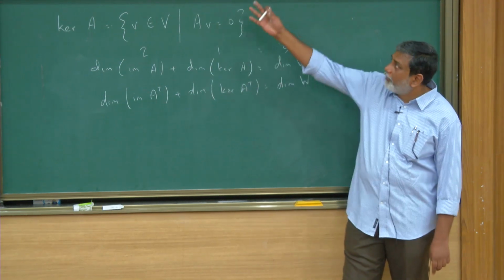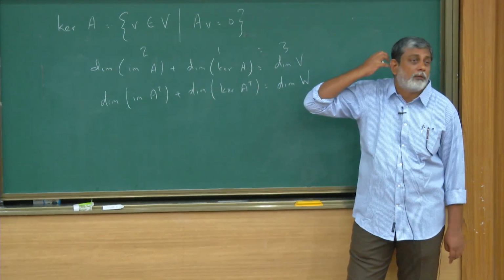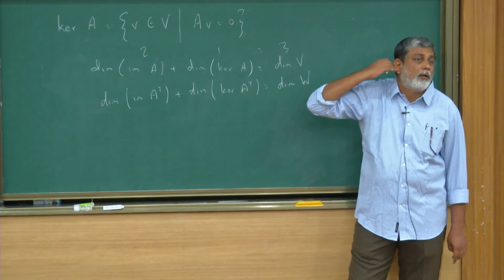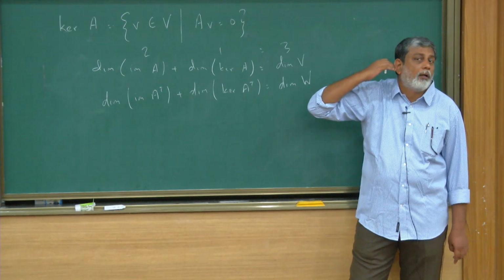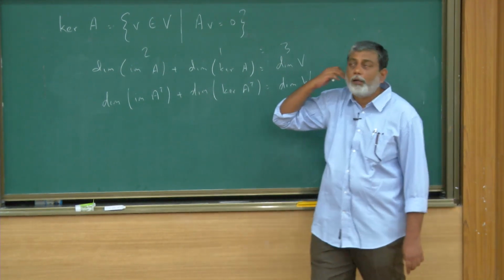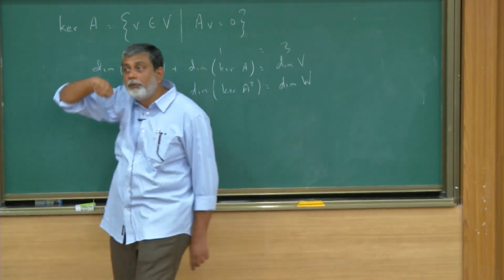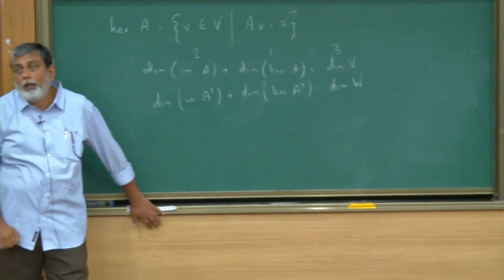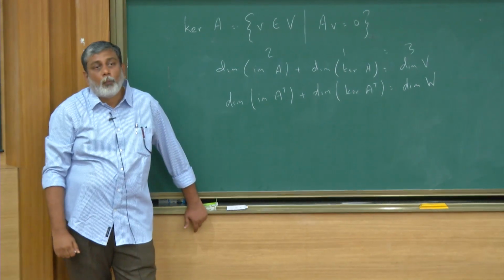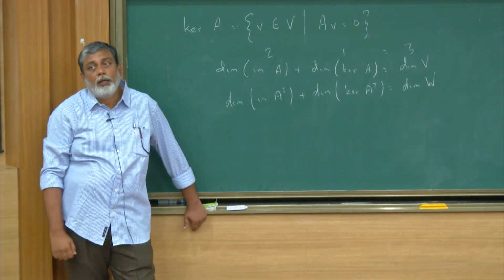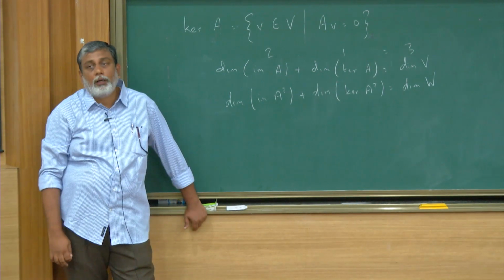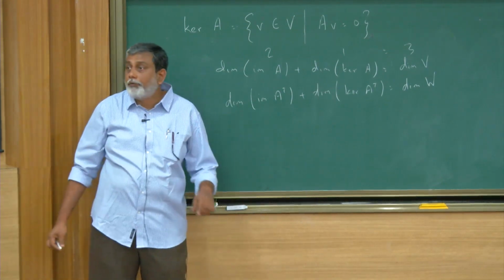How much is the dimension of image of A transpose here? In this particular example? 1? No, it's not 1. It's going to be 2.